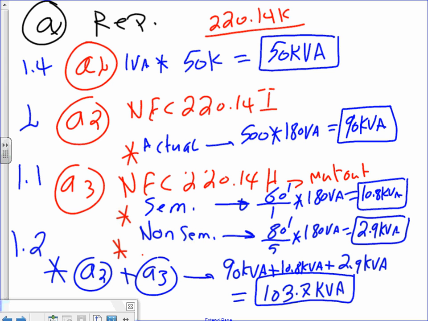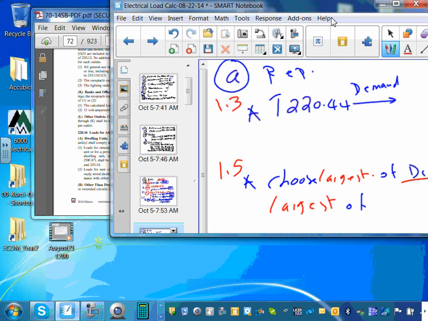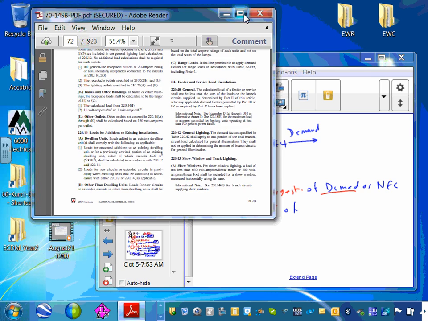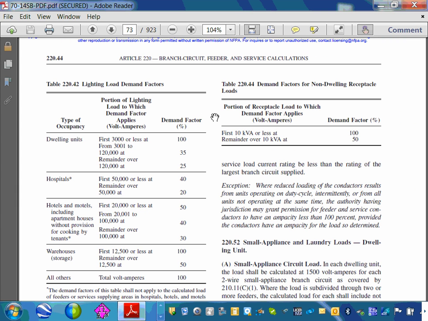Okay, so next step. If you guys go to next step, which is receptacle. Can you guys go to table 220.44, please? Go to table 220.44. If you guys go to table 220.44, right here. Do me a favor. If you have a mistake in your code book, you should ask for a refund. I'm not kidding you. That's a mistake. I want you to highlight this word.